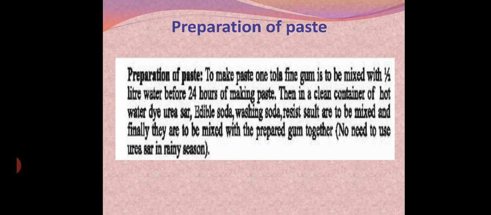Preparation of paste. To make paste, 1 tola fine gum is to be mixed with half liter water 24 hours before making the paste. Then, in a clean container of hot water, dye, urea, sar, edible soda, washing soda, and resin salt are to be mixed, and finally they are to be mixed with the prepared gum together. No need to use urea sar in rainy season.